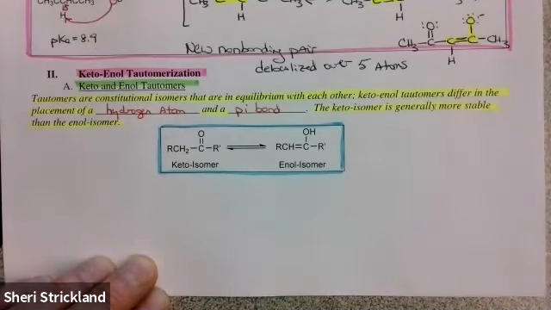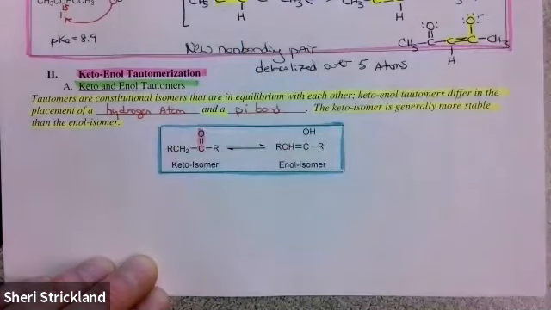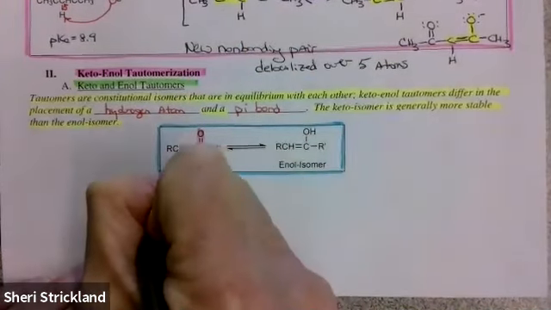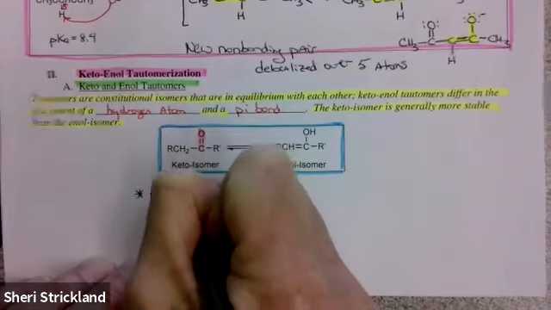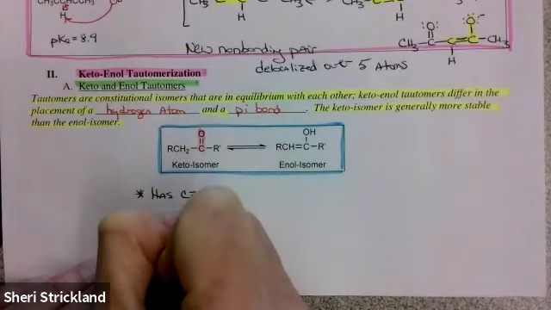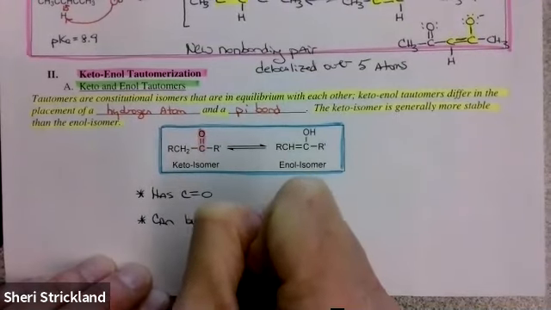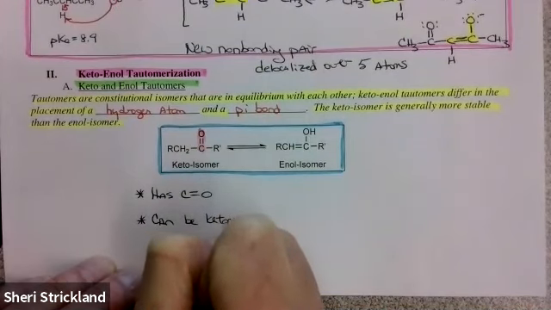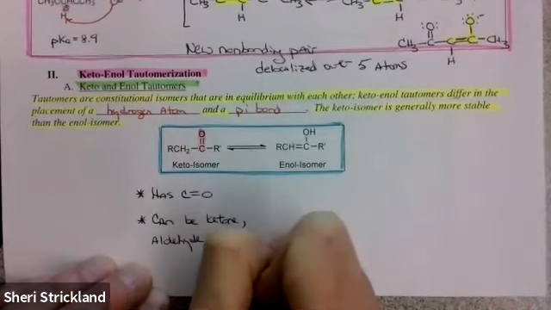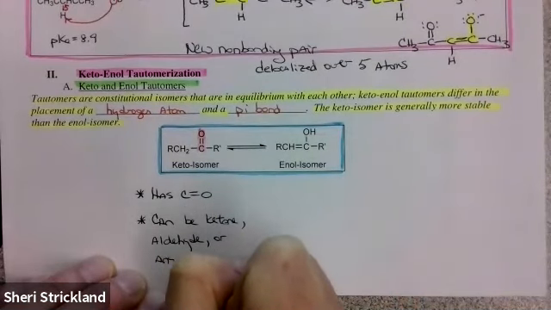So with the keto isomer, all of them are going to have a carbon oxygen double bond. But it doesn't have to be a ketone. It can be a ketone, an aldehyde, or any carboxylic acid derivative.